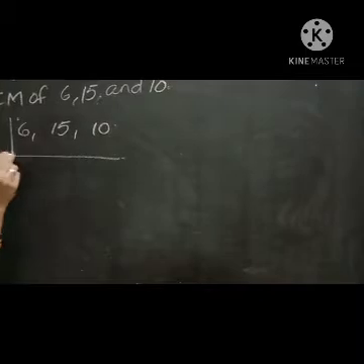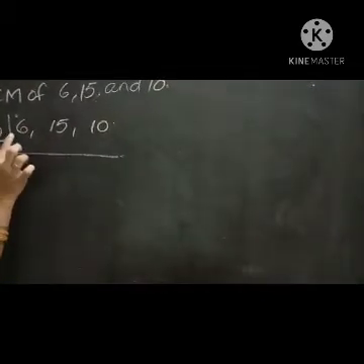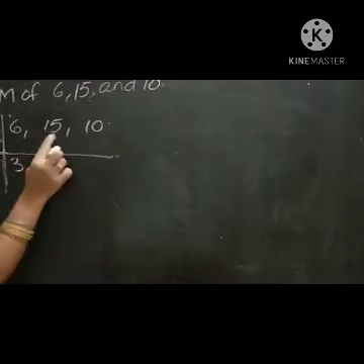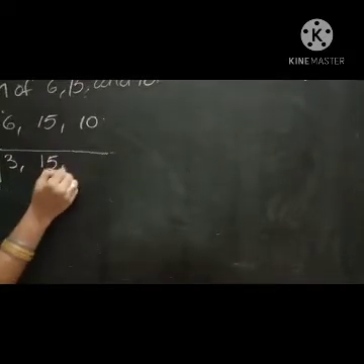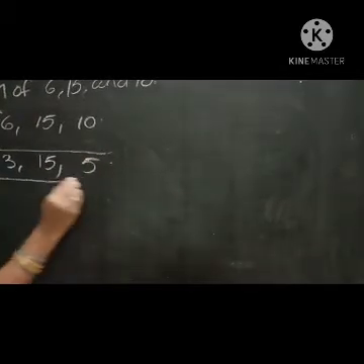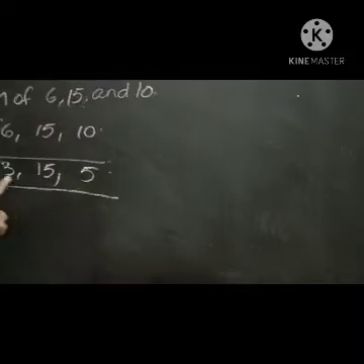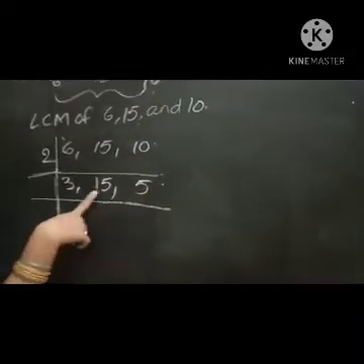First we have to take the 2 table, because these 2 numbers are there, no? Take 2 table. 2 3s are 6. 15 is not there, no? Write as 15. And next 2 5s are 10. Like, again see children, what are the numbers here? 3, 15, 5. These numbers are there, no?